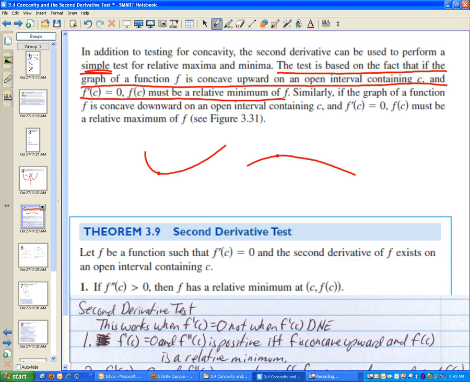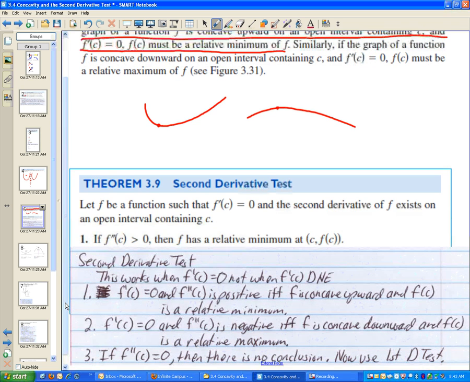Now, here's the thing. Notice in both cases, it's f prime of c equals 0. Does the second derivative test here address the possibility of finding a max or a min when f prime of c does not exist? Second derivative test does not work for critical numbers that you find where the derivative does not exist. It just simply does not work. Okay? All right.